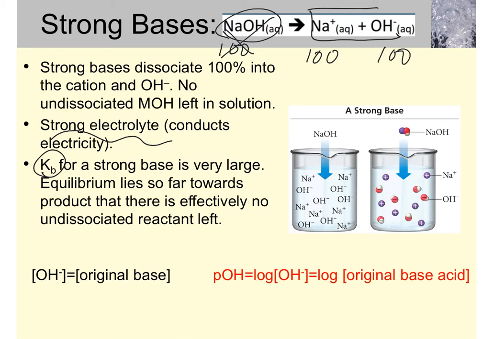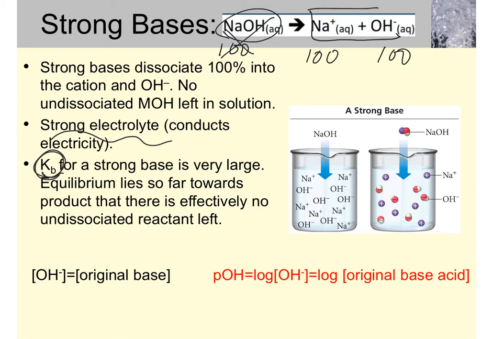And similar as for a strong acid, it's safe to essentially say there's no significant equilibrium for a strong base. And so another way of saying that is the K value, the equilibrium constant value for a strong base, is so large there's essentially no equilibrium, no reactants left.